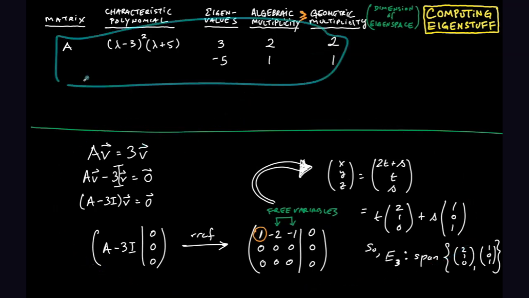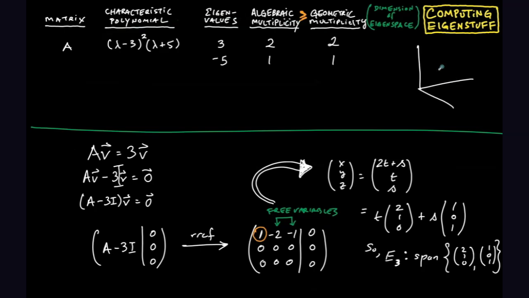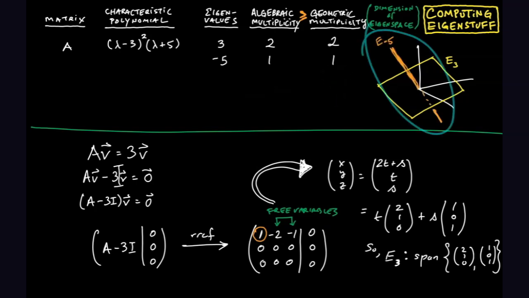And the last thing I'll say about this example is that in terms of the geometry of the map, this eigenvalue of 3 with geometric multiplicity 2 means that the eigenspace for 3 is a plane through the origin, so every vector on that plane simply gets stretched by a factor of 3, whereas the eigenspace for the other eigenvalue, -5, since that eigenvalue has a geometric multiplicity of 1, is merely a line through the origin.